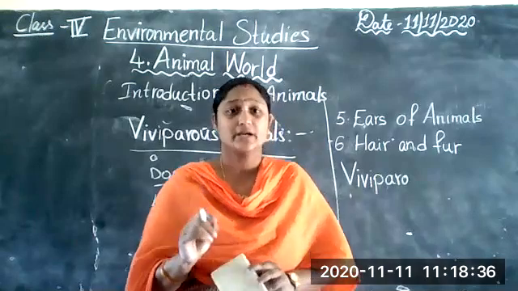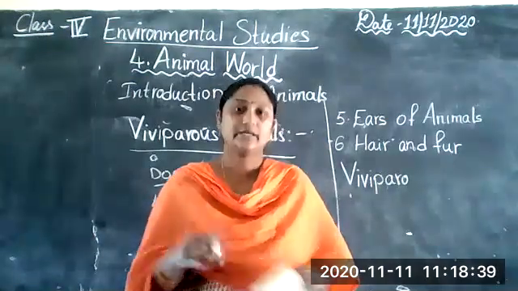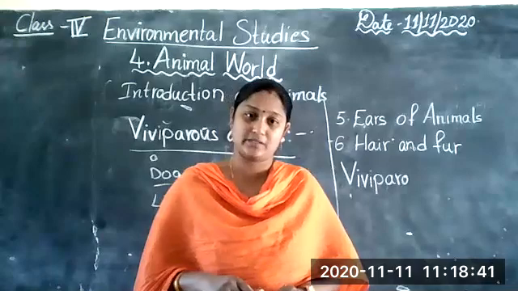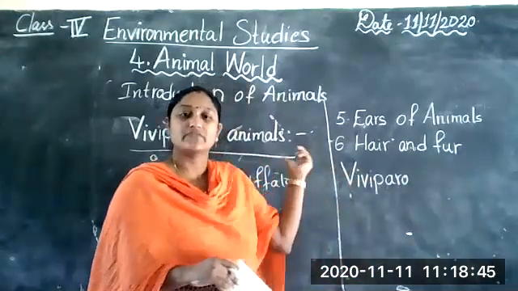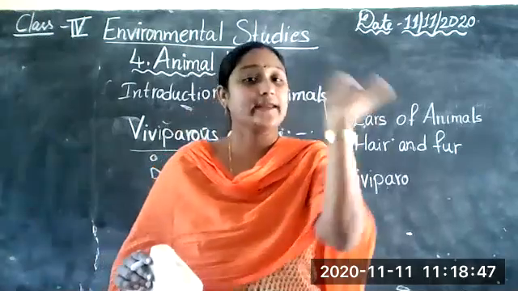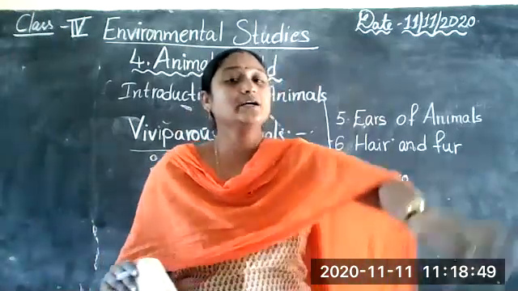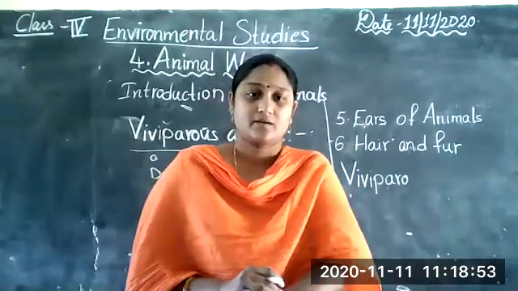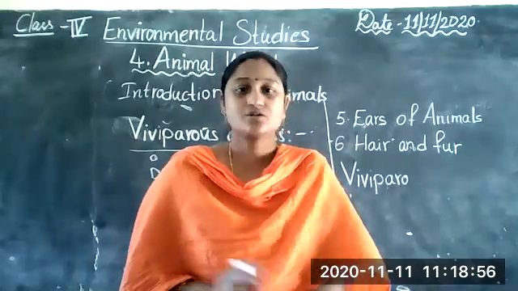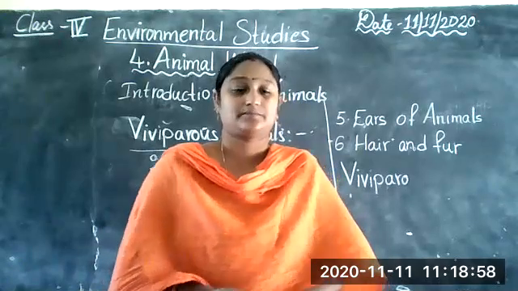So these all are viviparous animals. Today I am telling the introduction of animals. In this topic, viviparous animals mean they directly give birth to young ones, and these animals have hair on the skin. Did you understand, children? So, oviparous animals.